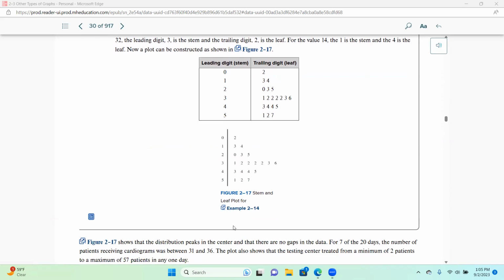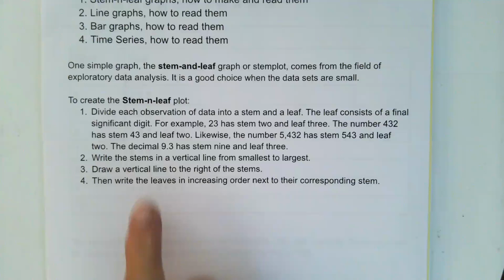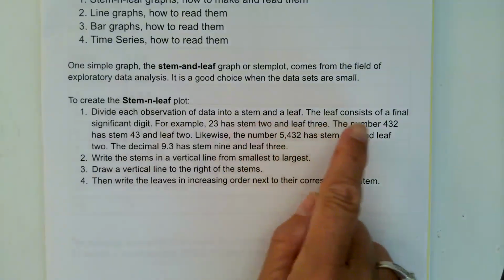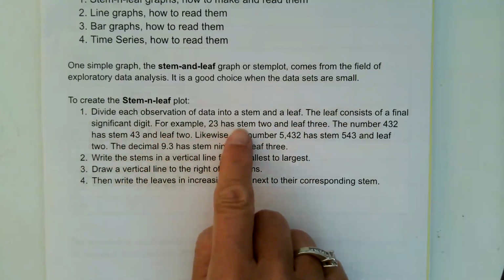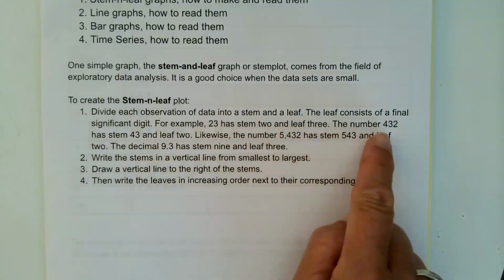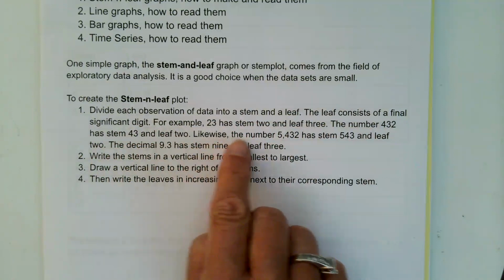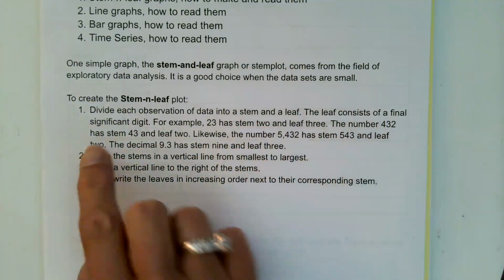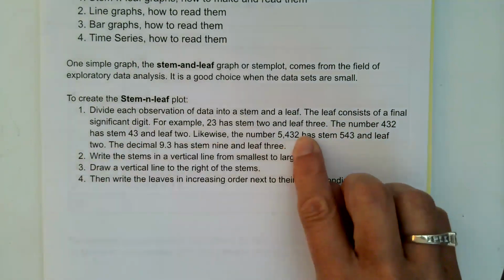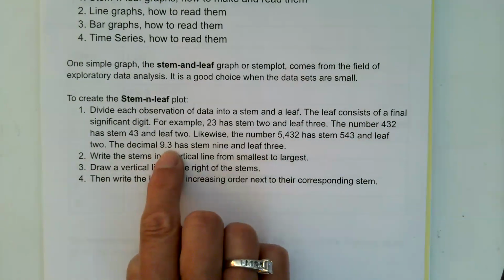Okay, so let's go back to explain how it's done here in the notes. So to create one, you're going to divide each observation of data into a stem and a leaf. The leaf consists of a final single significant digit. For example, the number 23 has stem 2 and leaf 3. The number 432 has stem 43 and leaf 2. Likewise, the number 5,432 has stem 543 and the leaf is 2. So the leaf is always the single digit to the right. The decimal 9.3 has stem 9 and leaf 3.